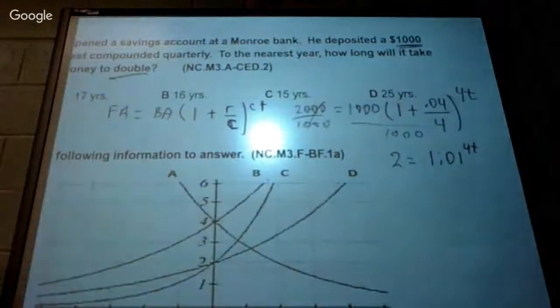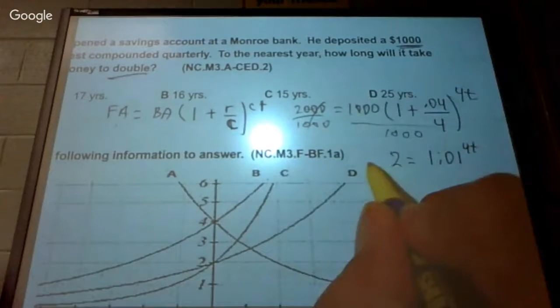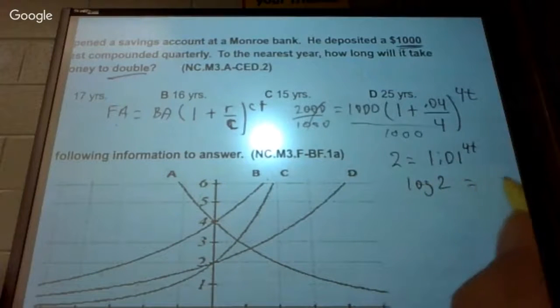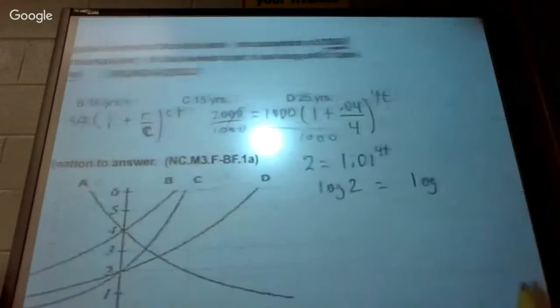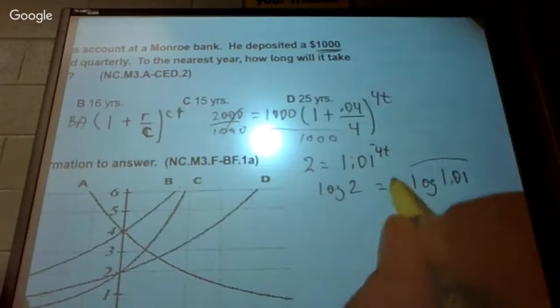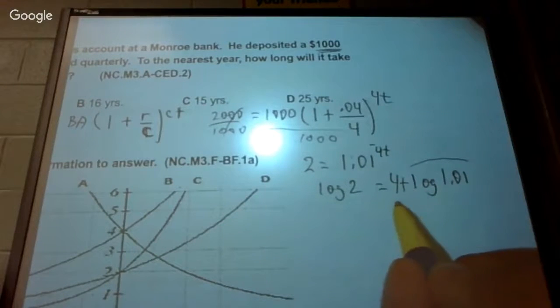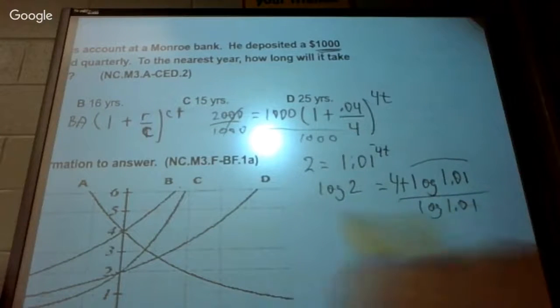Okay, here's the key to the whole problem. We want to log both sides, and the reason is the variable is in the exponent, so we need to move it to the front. If we log both sides, we can now take this 4t and move it to the front. We are trying to get t by itself, so we're going to divide by the log of 1.01.